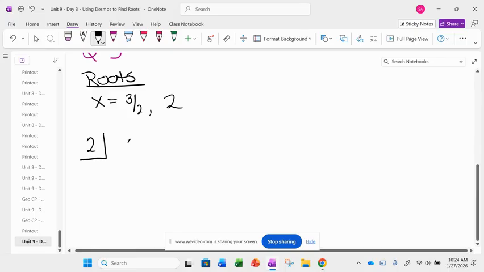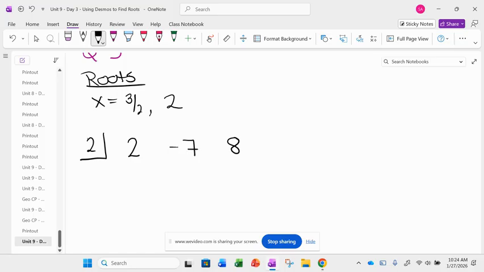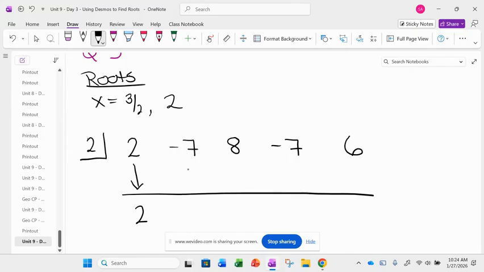So now we're going to have just our coefficients: 2, -7, 8, -7, and 6. Bring down the 2. 2 times 2 is 4. We're going to have a -3. -3 times 2 is a -6. 2 times 2 is 4. -7 plus 4 is a -3. -3 times 2 is a -6.